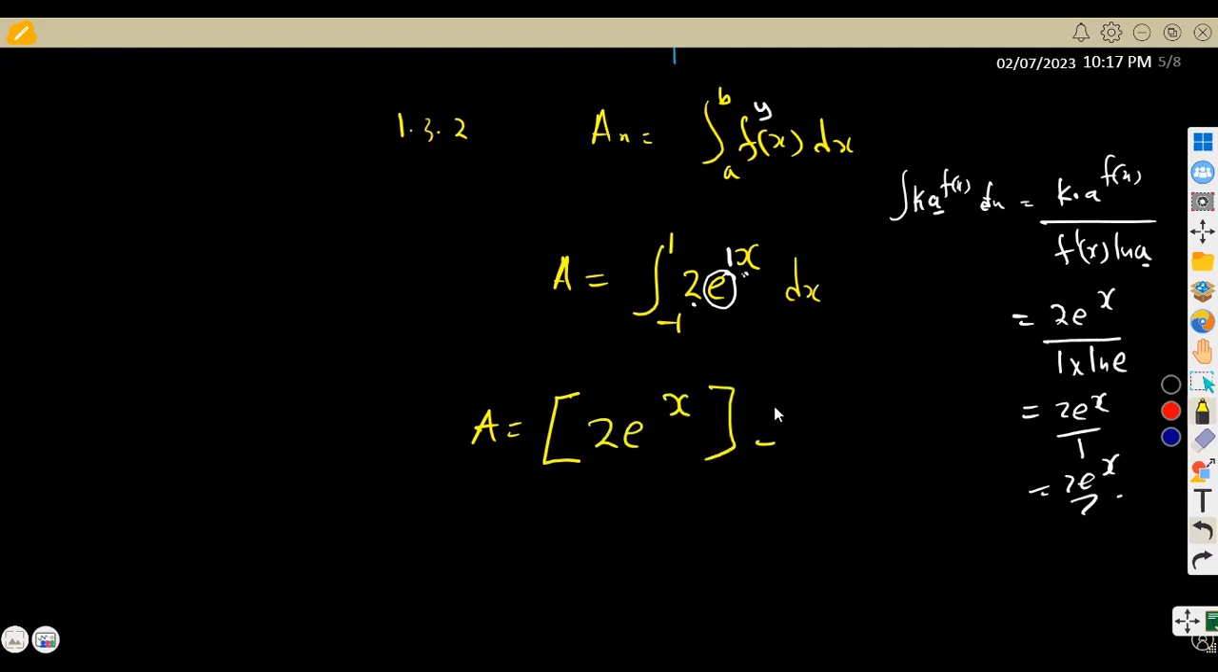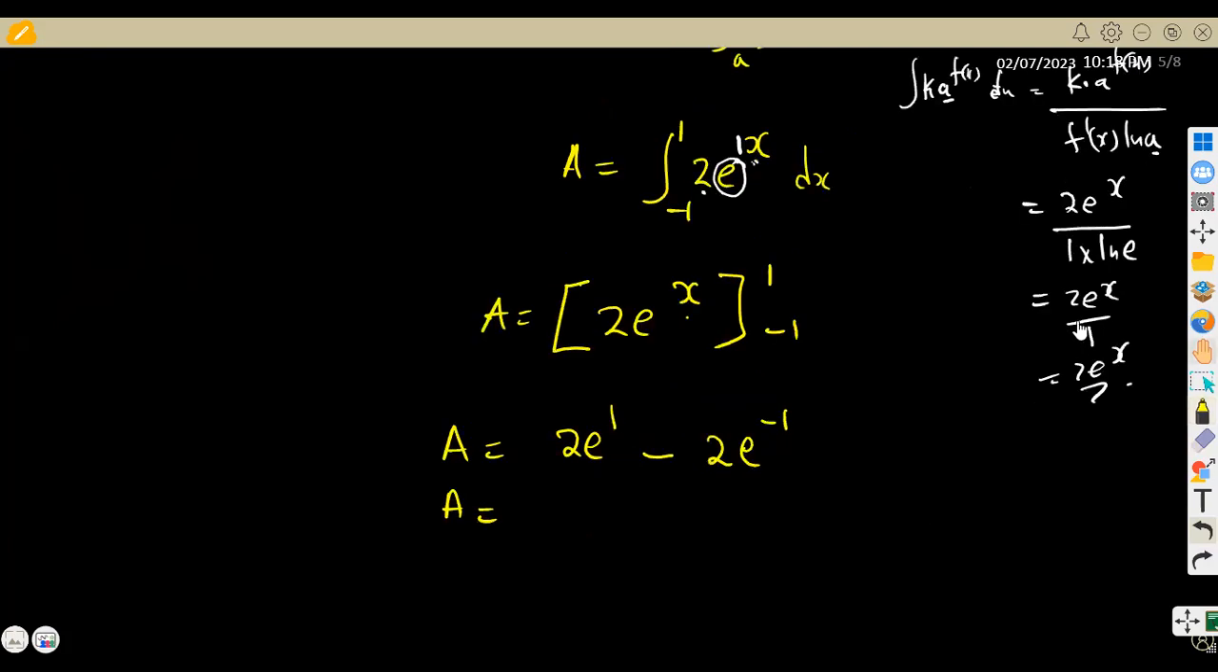But remember your limits from -1 up to +1. So therefore, the numerical value is going to be the area when you substitute the values that you're given, the upper limit minus the lower limit. That's 2e. In place of x, we substitute 1, minus the lower limit, which is 2e. In place of x, you substitute -1. So that is going to be the area in this case.